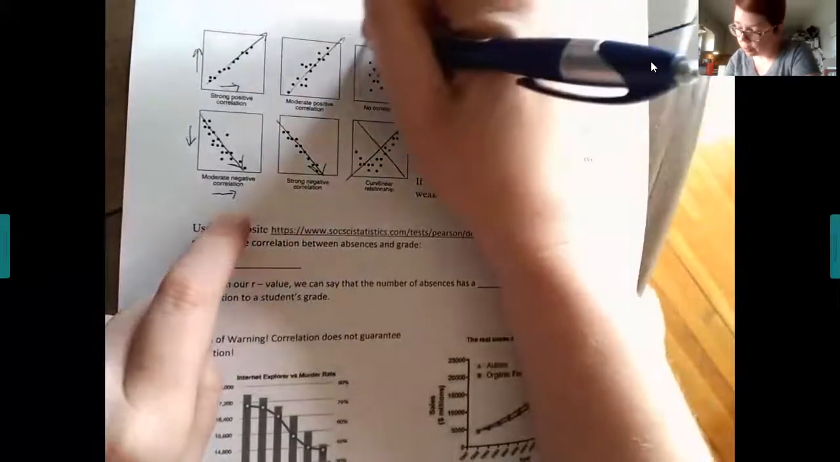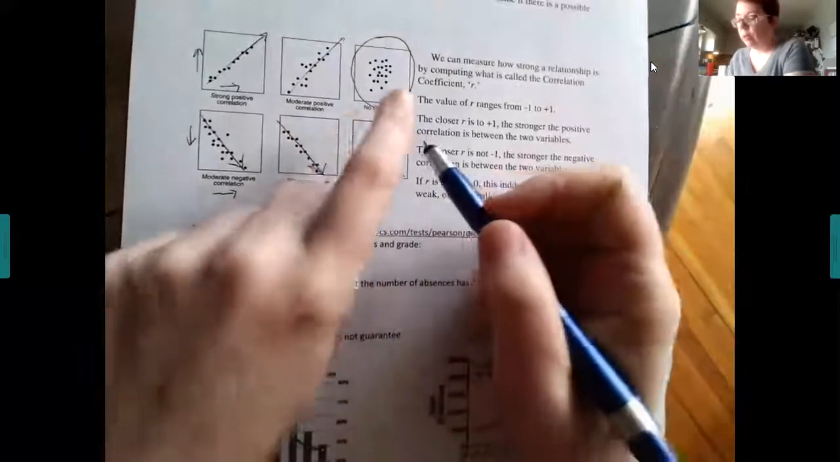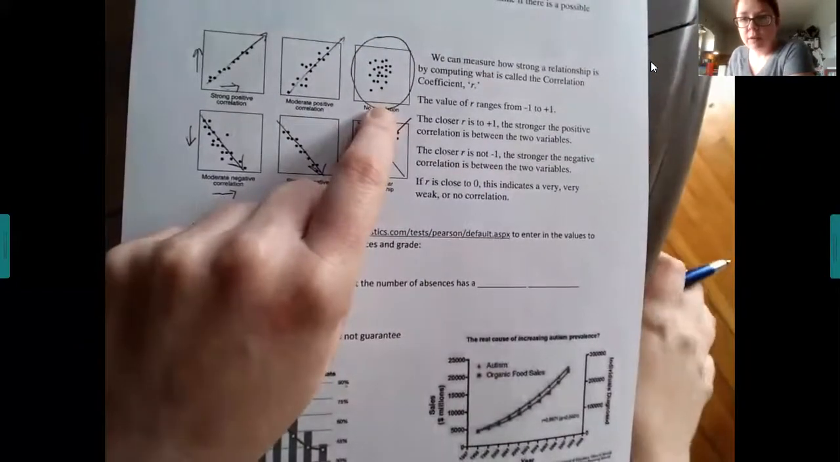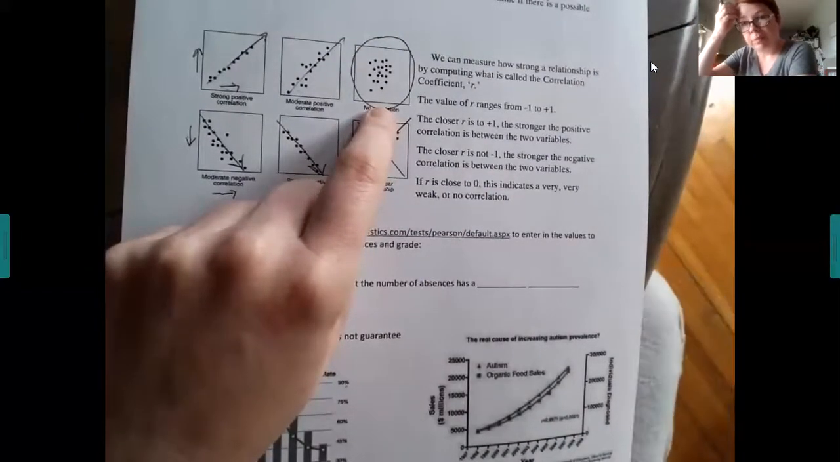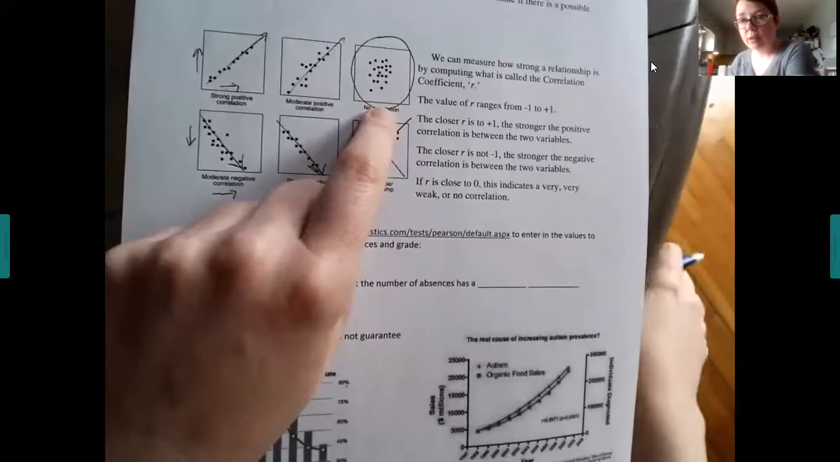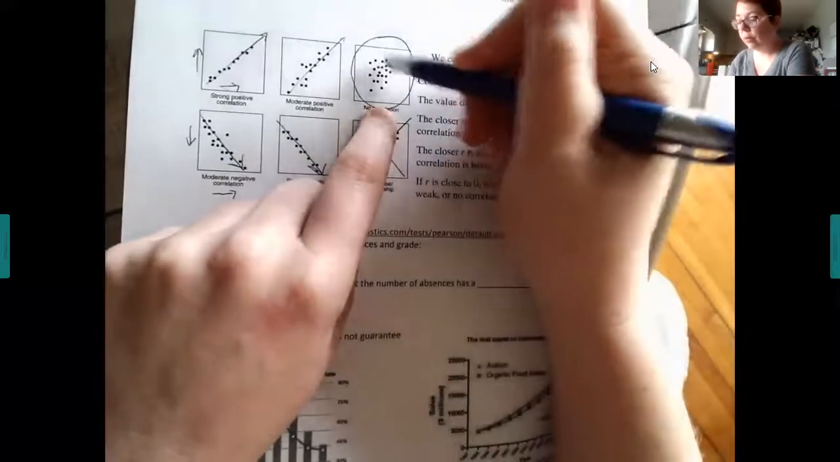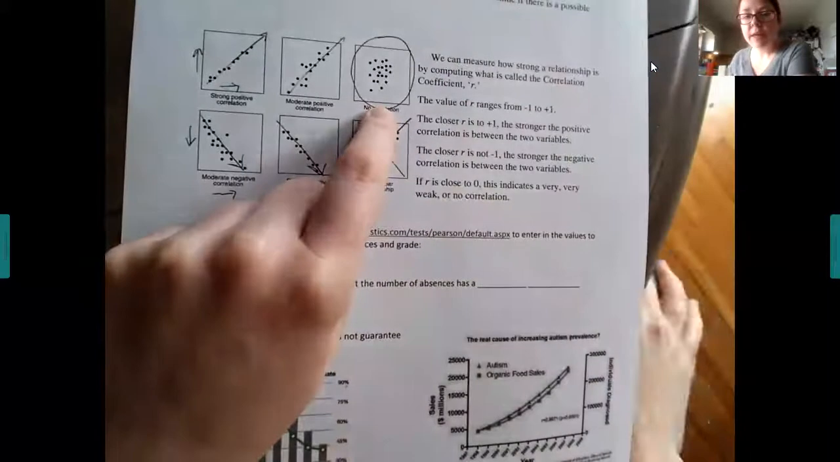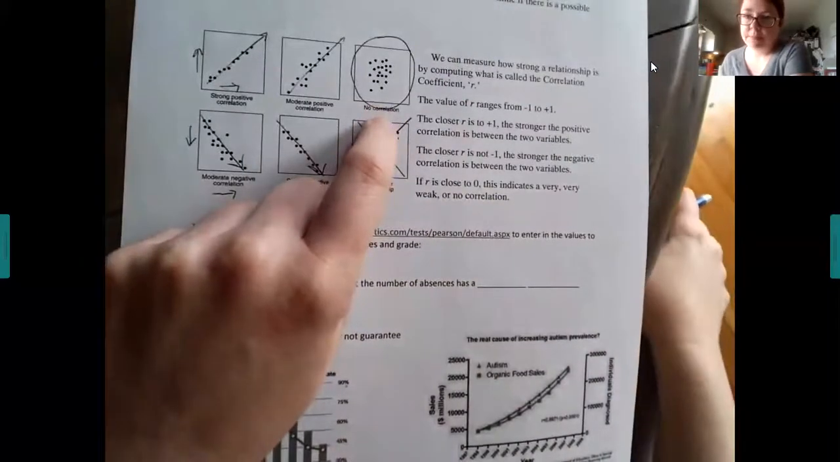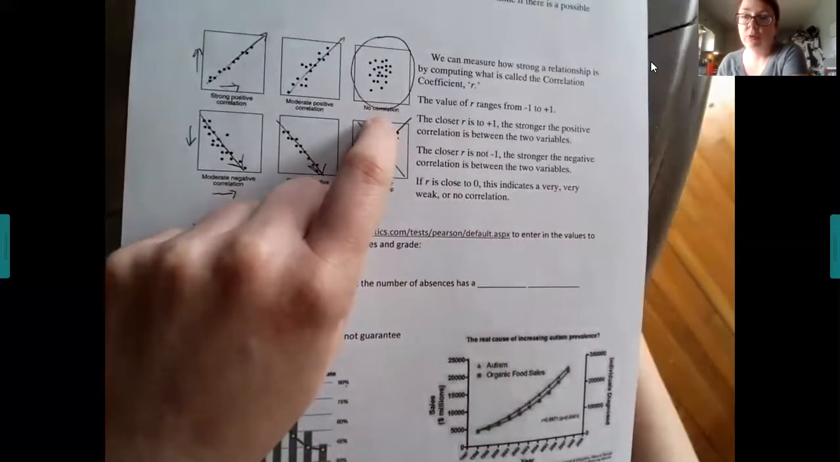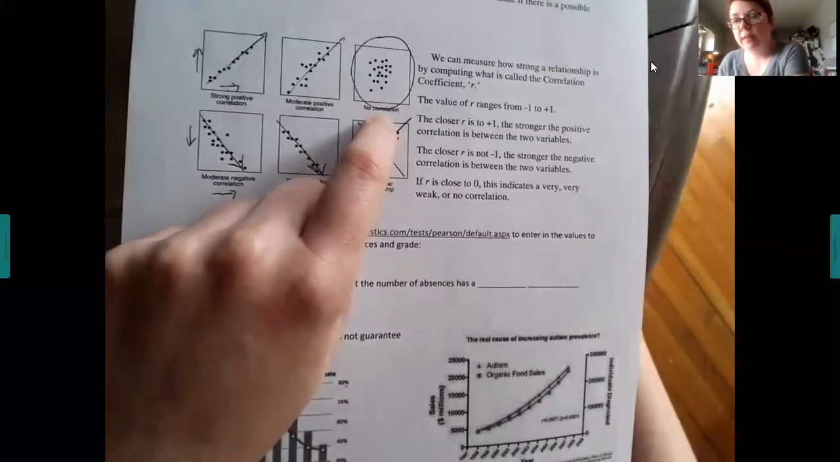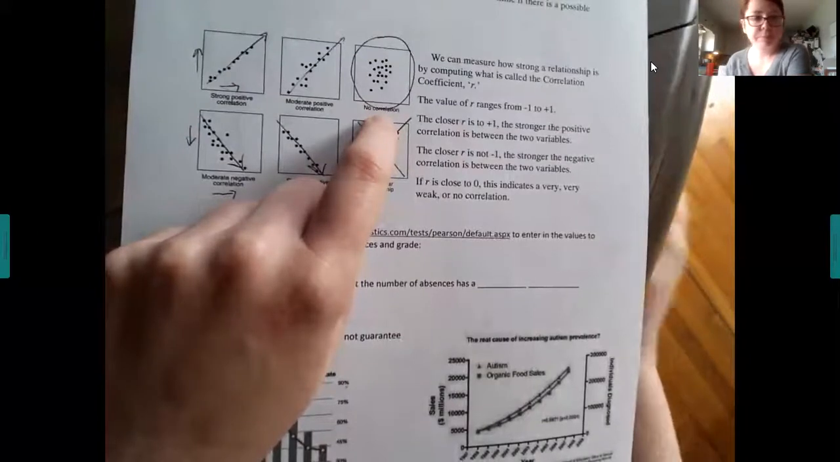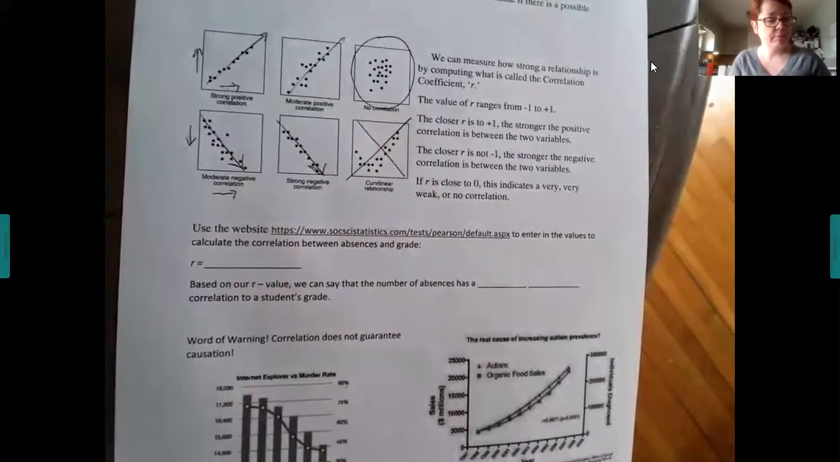And then this is important too, right here. If you see just what looks like a blob of points, they're not really going up, they're not going down, they're just a blob. That indicates super weak or no correlation. That could happen with data. There could be no relationship to it. So you just gotta plot it and see.